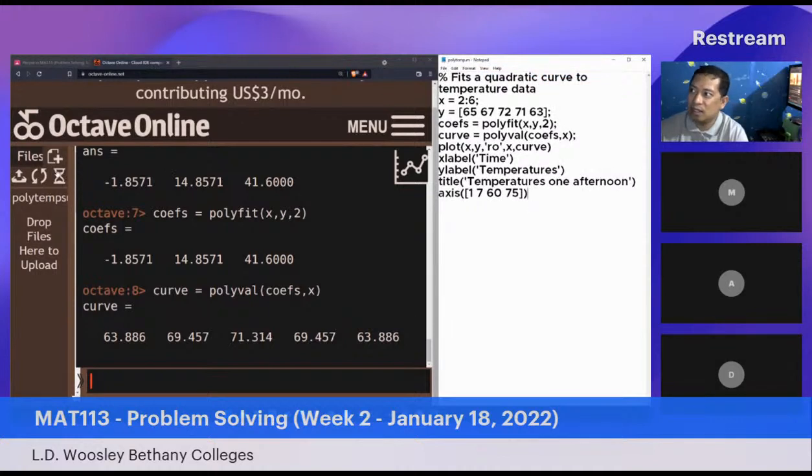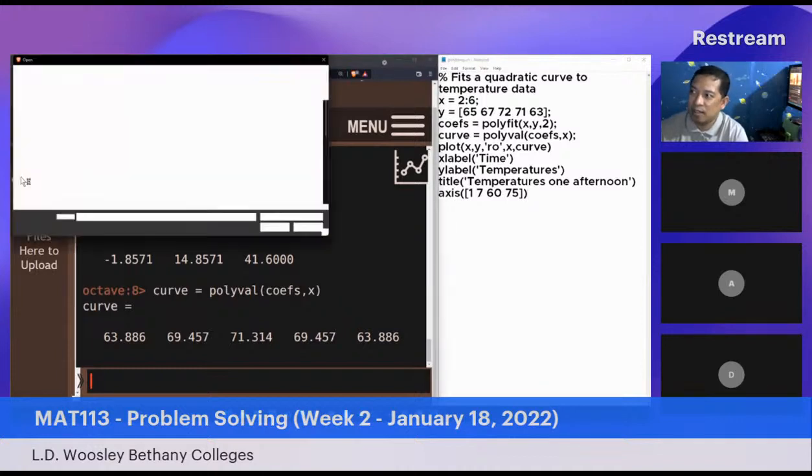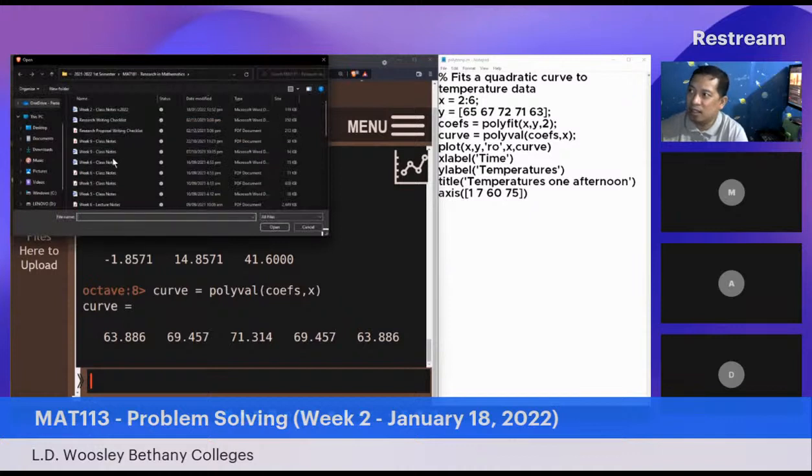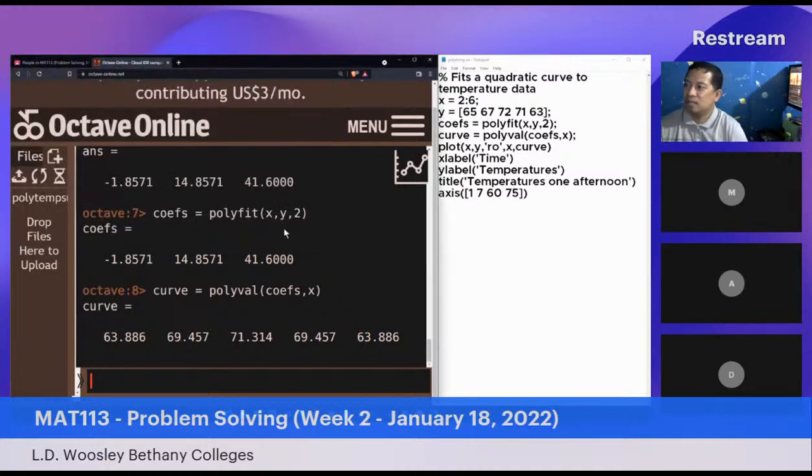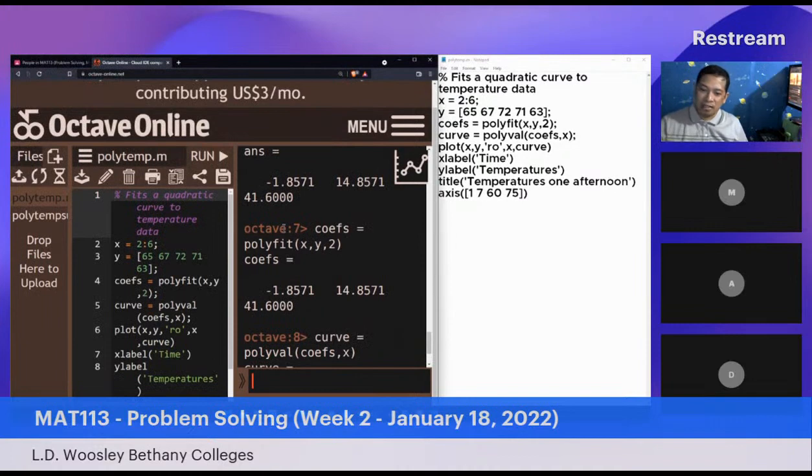Ayan, okay, ready na siya. So we'll just click the upload file here on the left side. And then polytemp. Ayan. So dapat mabasa to ni Octave. Mababasa niya yan. Ayan. Napansin nyo guys, nababasa niya.